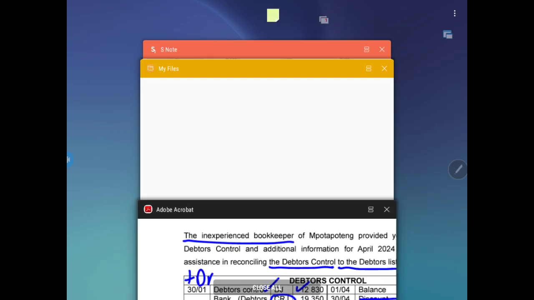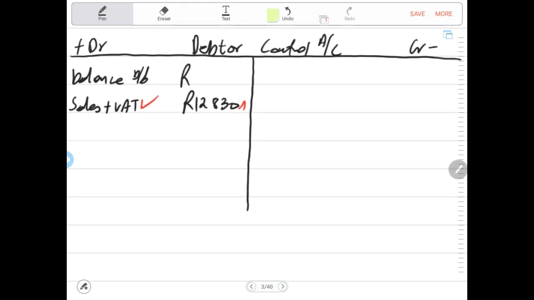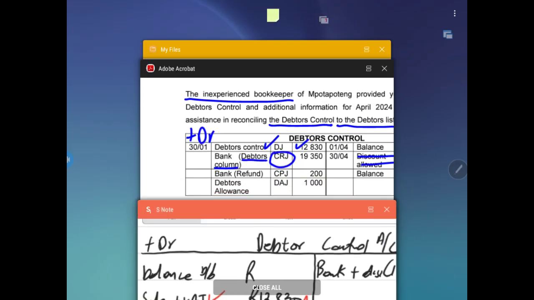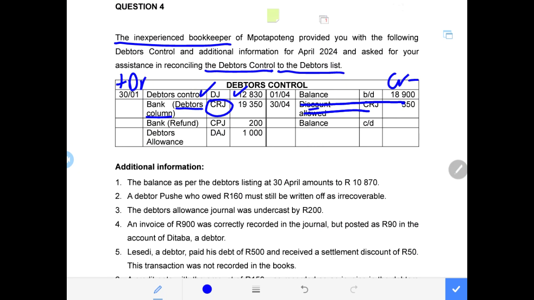Now remember, we are doing corrections in our ledger account. This side will have bank plus discount, 19,850, if I still remember well. So the 350 is already included in the 19,850. So we do nothing about it, we don't record it.